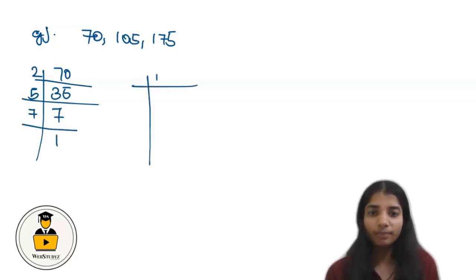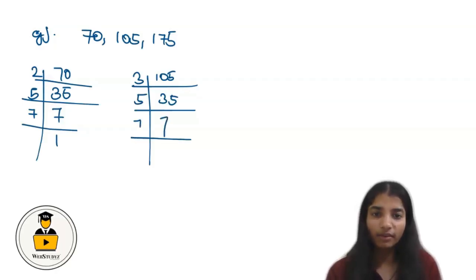Now 105. From here 105 is not divisible by 2, but it is divisible by 3. When we divide 105 by 3, we get 35. Now 35 is divisible by 5. When we divide 35 by 5, we get 7. When we divide 7 by 7, we get 1.